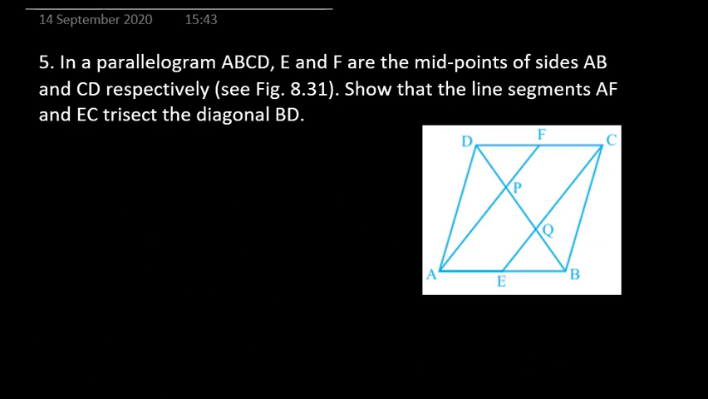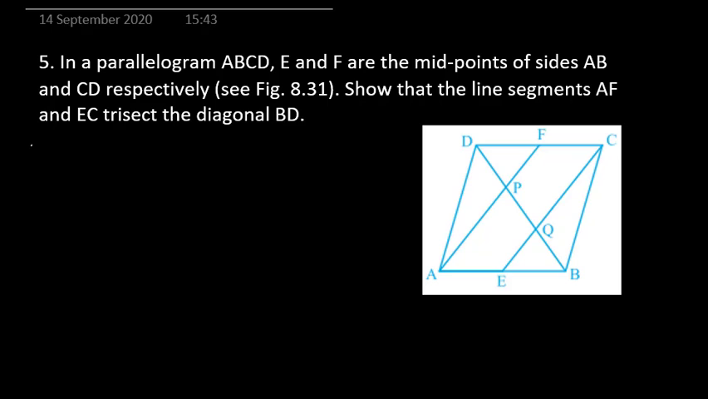Let us see this fifth question. In a parallelogram ABCD, E and F are the midpoints of sides AB and CD respectively. E is the midpoint of AB, and F is the midpoint of CD. We have to show that line segment AF trisects the diagonal BD. That means the line segments AF and EC trisect BD, so DP equals PQ equals QB. That we have to prove.